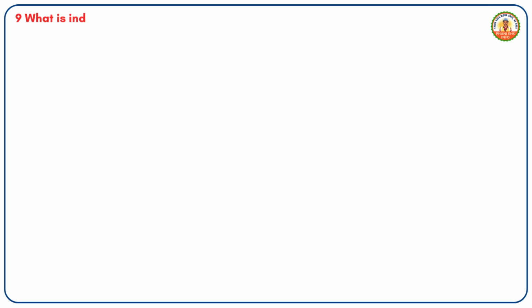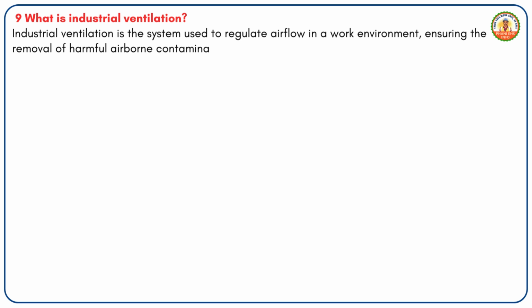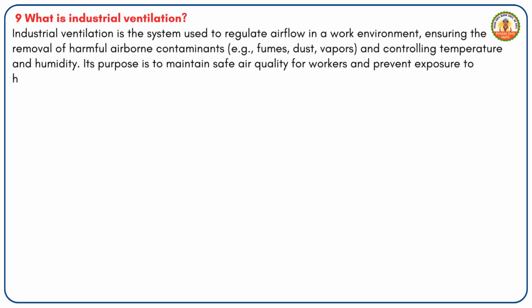9. What is industrial ventilation? Industrial ventilation is the system used to regulate airflow in a work environment, ensuring the removal of harmful airborne contaminants, for example, fumes, dust, vapors, and controlling temperature and humidity. Its purpose is to maintain safe air quality for workers and prevent exposure to hazardous substances.